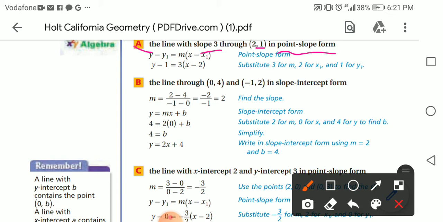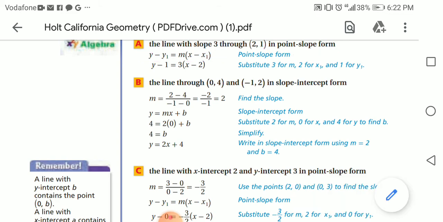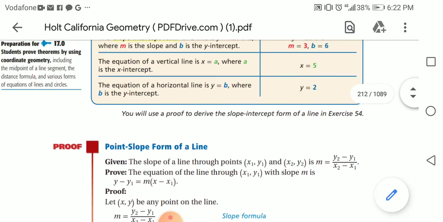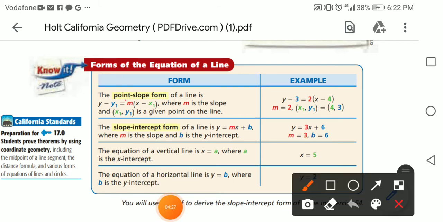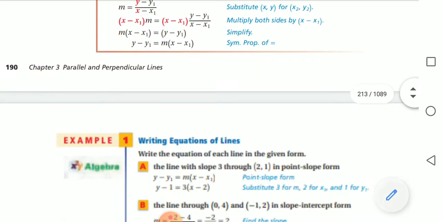This is the point-slope form: y minus y sub 1 equals m times x minus x sub 1. So what should I do for now? I study well. Going back to these two formulas, study well these two forms, the point-slope form and the slope-intercept form. These two formulas are very important. Okay, back to the example here.